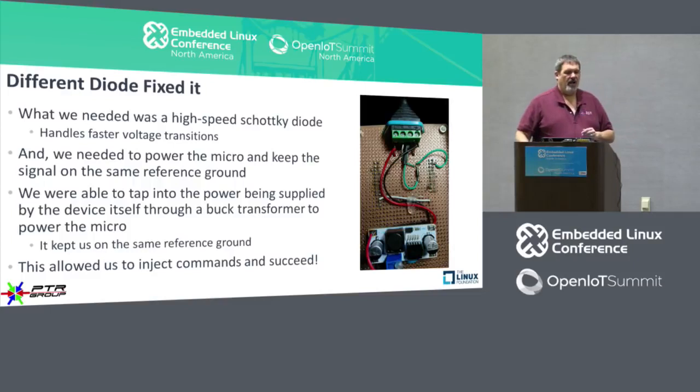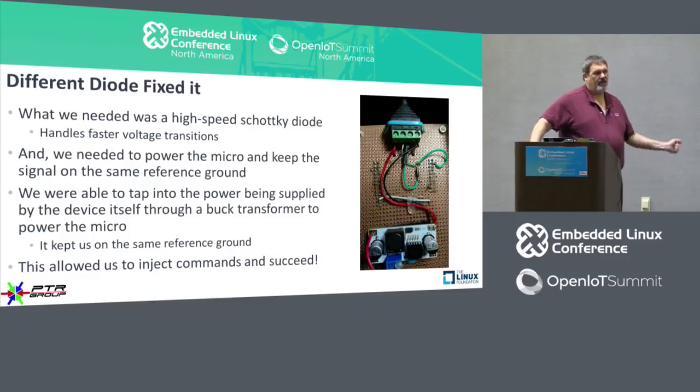So we went to a high-speed Schottky diode, and the high-speed Schottky diode can handle the frequencies, so that seemed to fix the problem for us. Again, because it's a diode, we basically isolated ourselves from the signal. They couldn't tell we were there. We could inject commands into the system and see what happens.